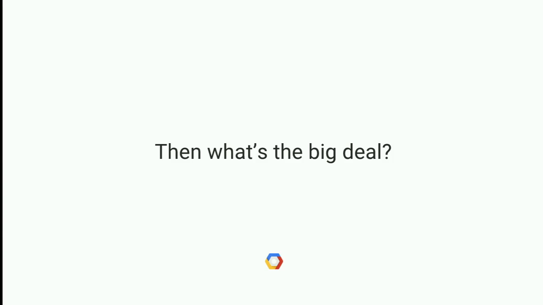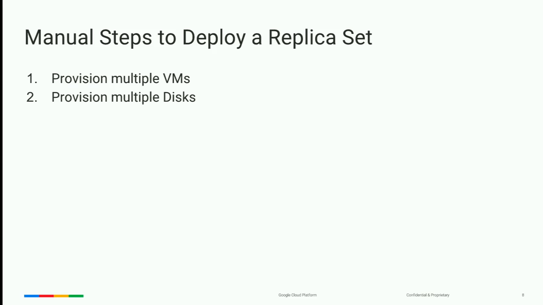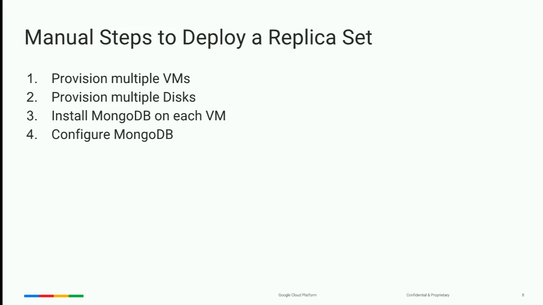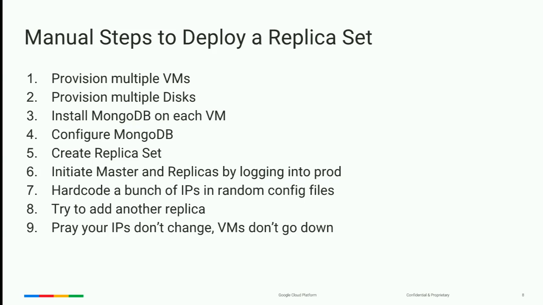Then what's the big deal, right? If it's just a process, what's the big deal? Anyone who's used Docker before can tell there is a big deal, because this is what you need to do to manually deploy a replica set. Provision VMs, provision disks, install MongoDB on each VM, configure MongoDB, create a replica set, initiate the master and the replicas by logging into each one and typing in stuff, and hard code a bunch of IP addresses, and add another replica maybe, and pray your IPs don't change and your VMs don't go down, and I don't know what else is left. That's a lot of steps. Right? And you just give up and use something else.